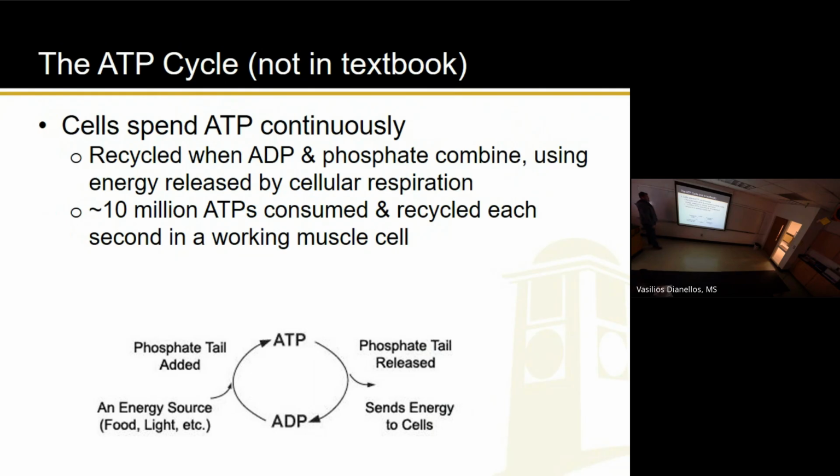But anyway, cells use ATP continuously. Specifically, the old textbook mentions that there's about 10 million ATP used and recycled each second in one working muscle cell. So imagine how many cells you have in your body.